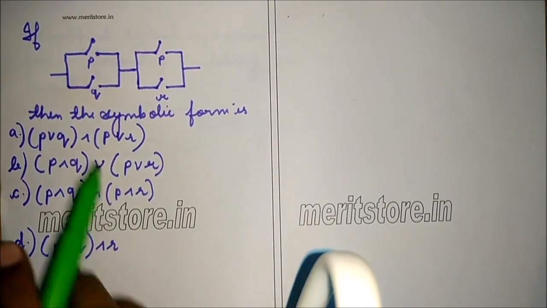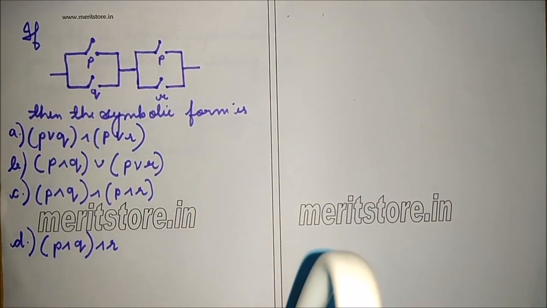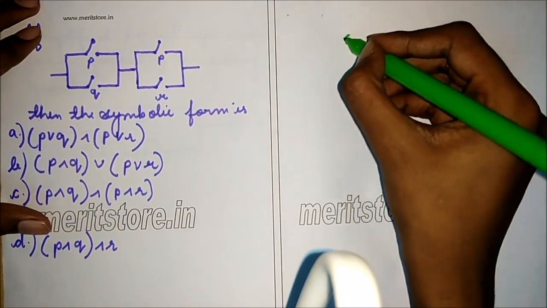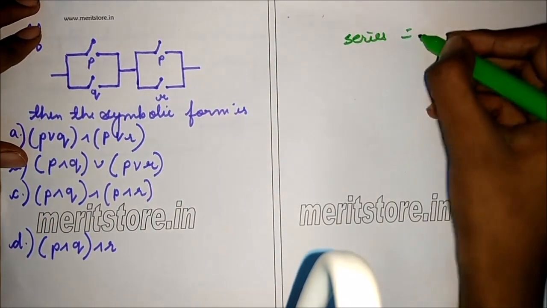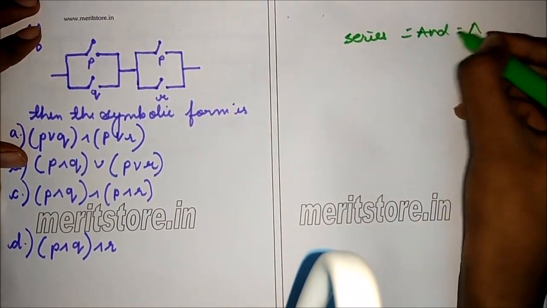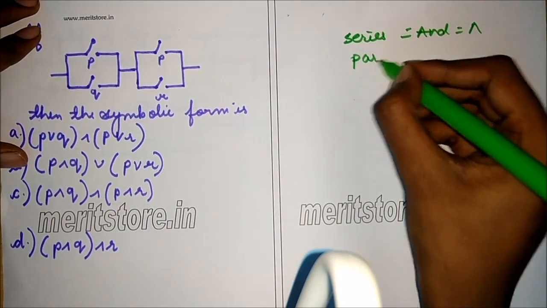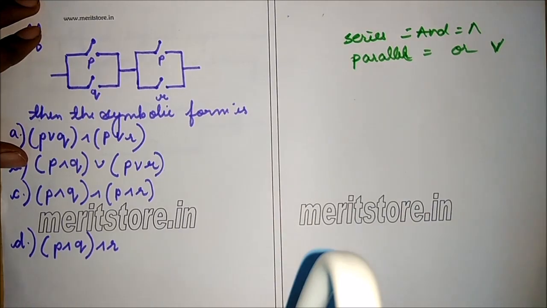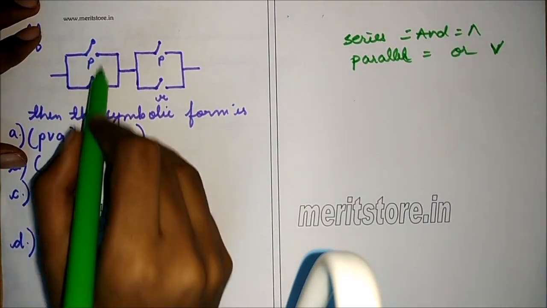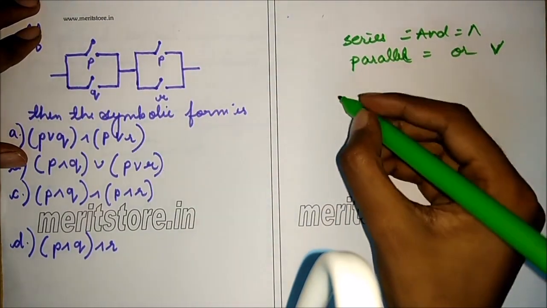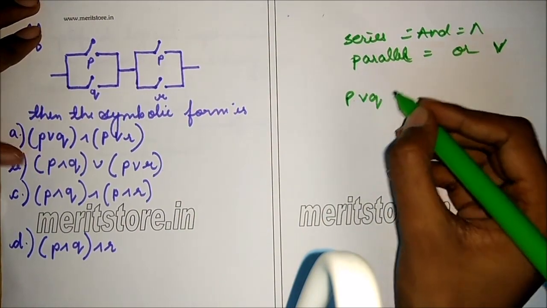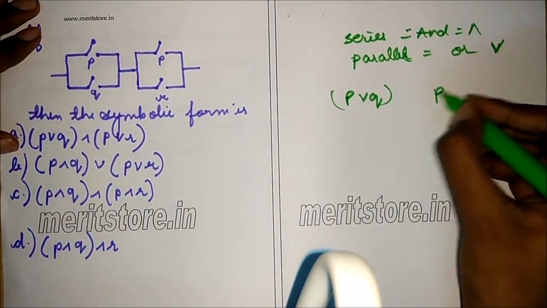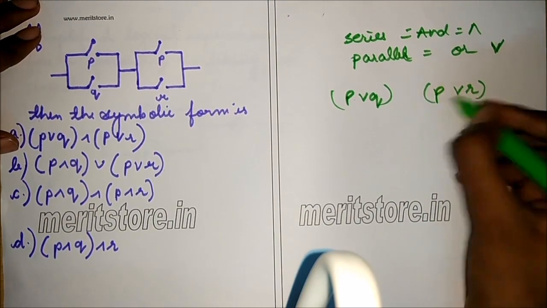The circuit diagram is given. We have to find the symbolic form. Now when the switches are in series, then we'll be using AND. When switches are parallel to each other, then we'll be using OR. So here P and Q are parallel, so this is P or Q. P and R are parallel, so this is P or R.